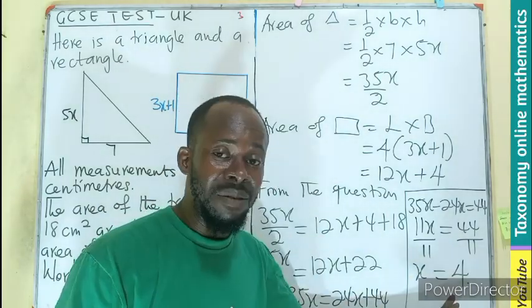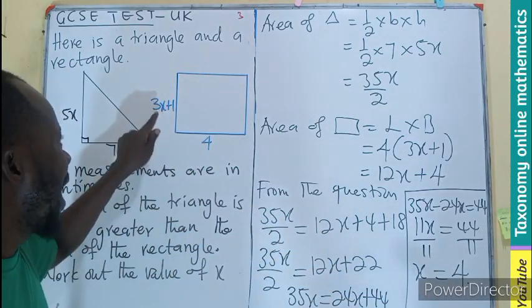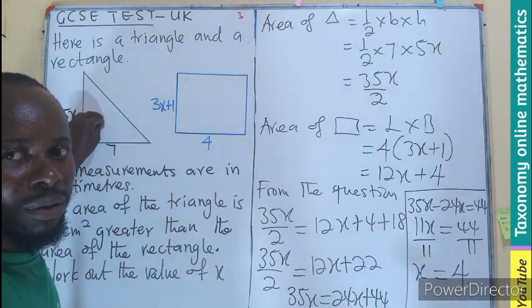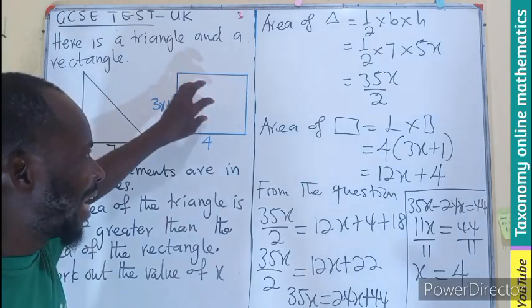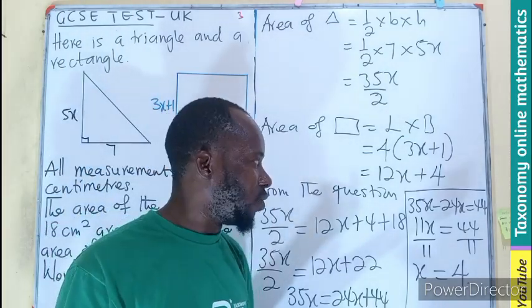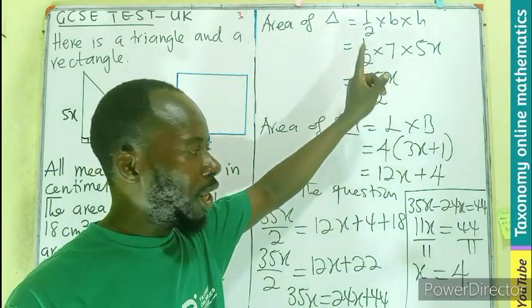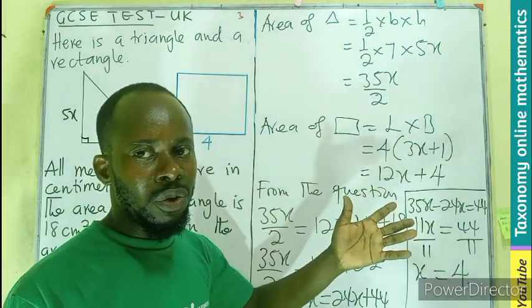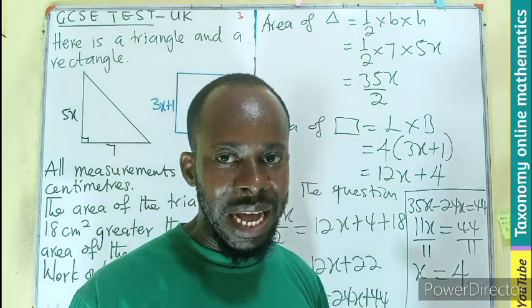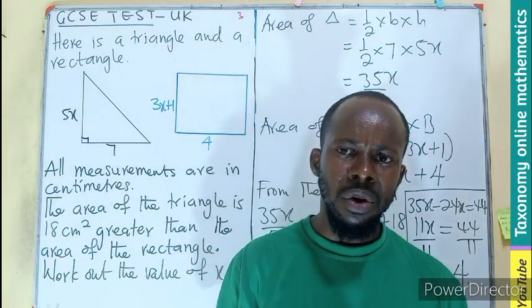All right, so this is the value of x that makes this triangle have an area bigger than this by 18. You can also try by subtracting the 18 from this in order to arrive at this. You also have the same thing. I guess you understood the concept.